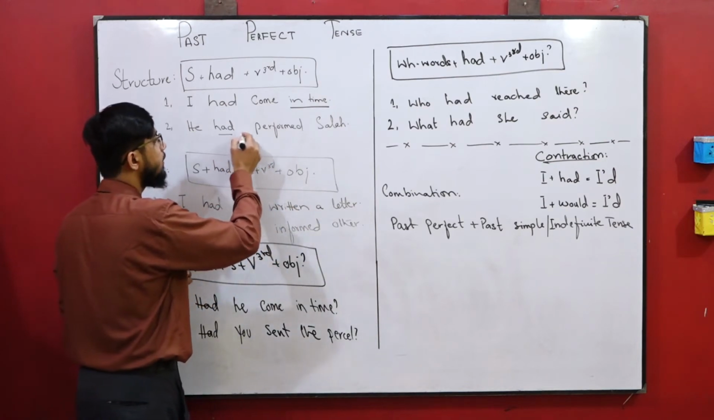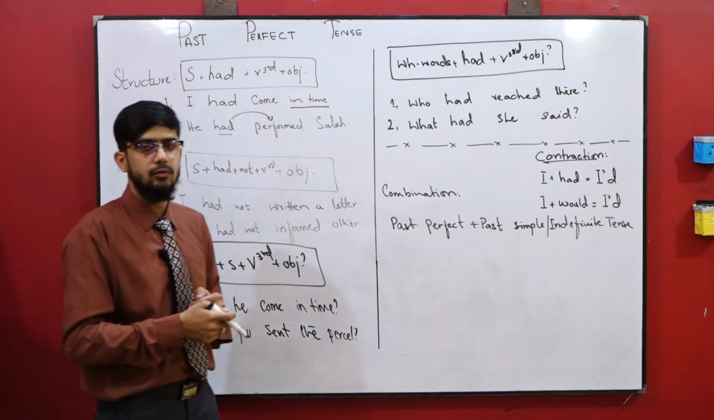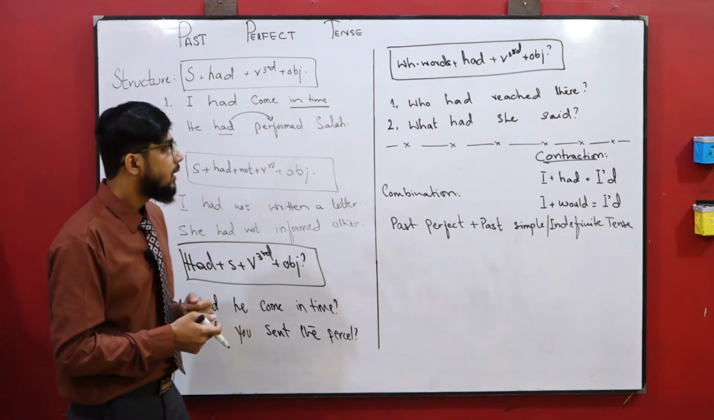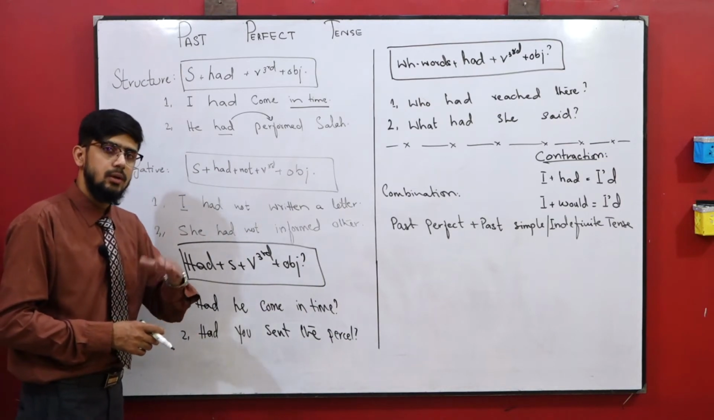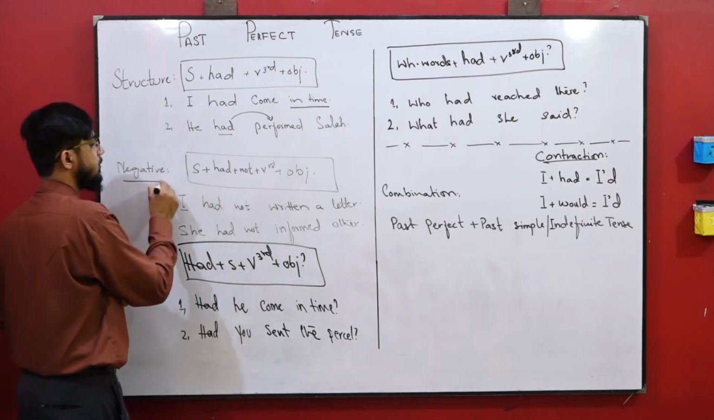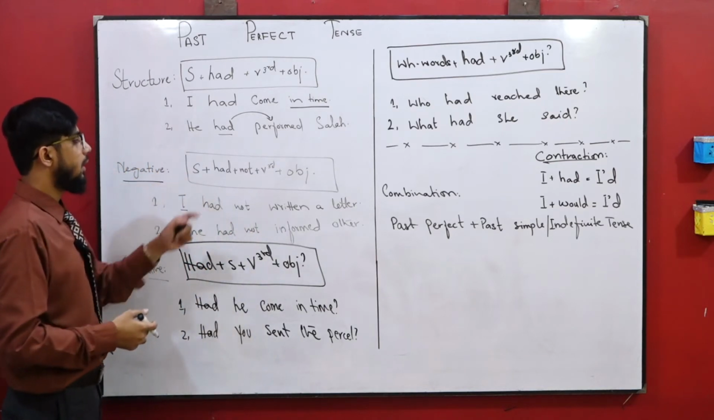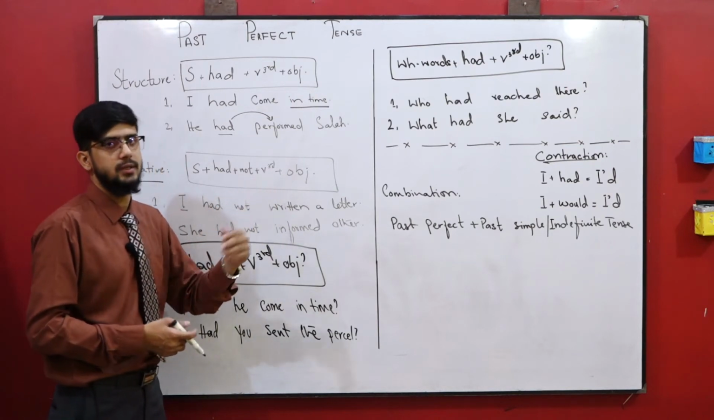After the had, we use the third form of verb, meaning past participle form of verb. Alright? This is the affirmative sentence. Let's go towards its negative sentence. Negative sentence: subject plus had plus not plus third form of verb plus object.